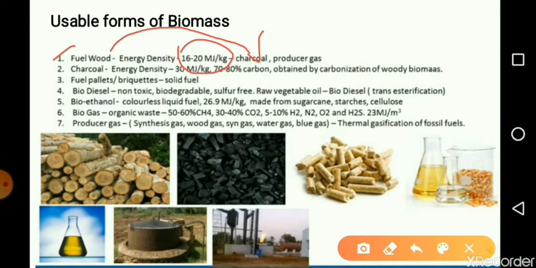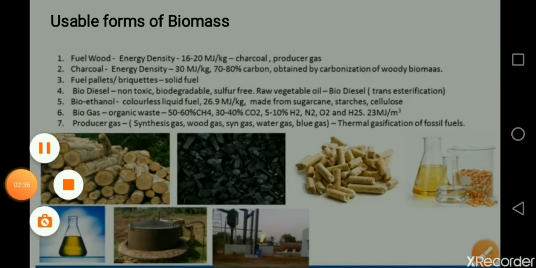So we are going to convert this raw biomass into forms with higher energy densities, like all the other forms which have been enlisted. But still half of the world population depends on this fuel wood for its requirements. So this is about the fuel wood. Next we'll see about the charcoal.